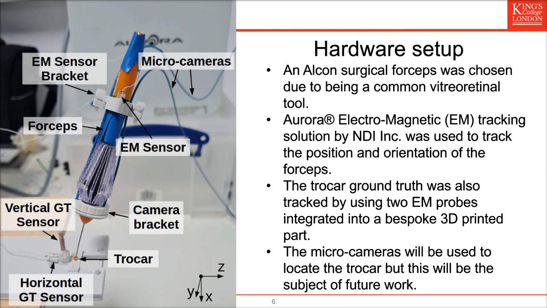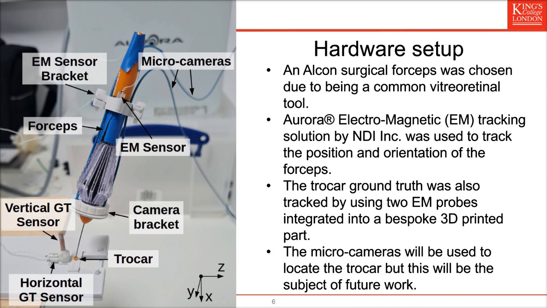The EM sensor was used to track the instrument's pose, which was then used together with the extended Kalman filter to estimate the instrument's RCM. Two micro cameras were also incorporated to ultimately allow for the visual stereo detection and tracking of the trocar position. This specific aspect would also be useful for mechanical RCM systems, but it will be developed in future work.